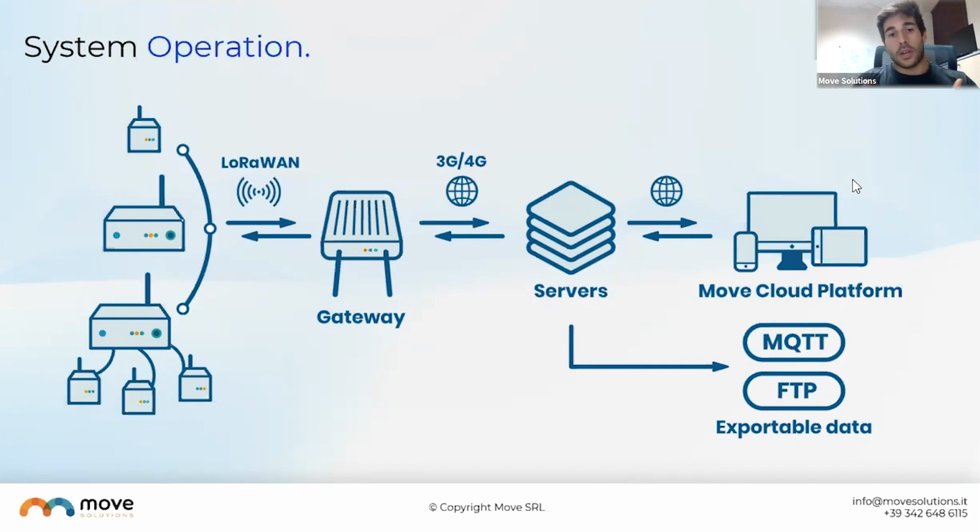Once the data is on the server, it's stored, processed, and then it can be shown. The default option is the Move Cloud platform, and the tool I'm going to talk about today is the Move Solutions platform railway tool. The platform lets you see the data processed with certain algorithms and shown in a way that's easy to understand. But there are other options as well. We expose the API, so you can retrieve the data from our servers and show it on different platforms if necessary. So the system is extremely versatile. This is just an overview of the system operation.